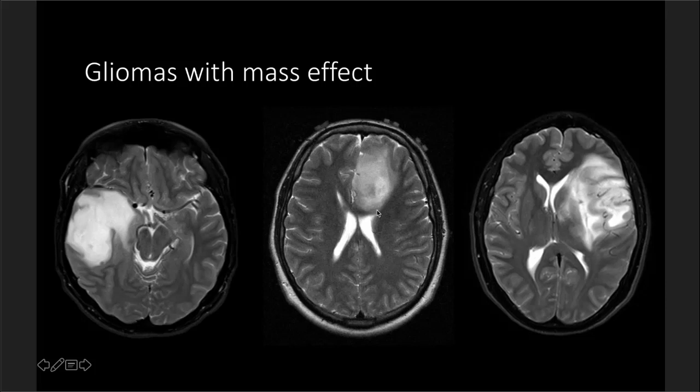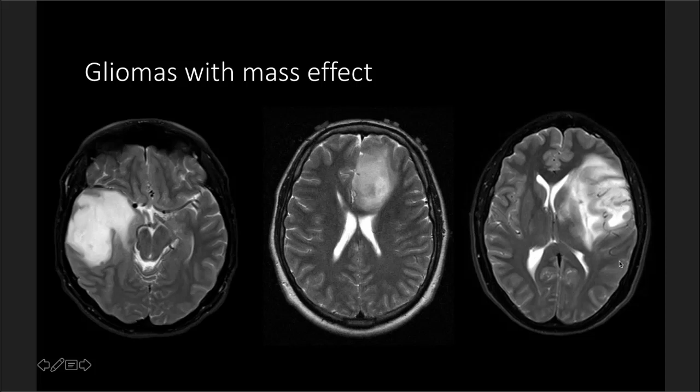And then here's another tumor with mass effect. So this is a large tumor. It's causing midline shifts. So the midline structures, the septum pellucidum, are shifted to the right. It's effacing the left lateral ventricle, and it's effacing the sulci.